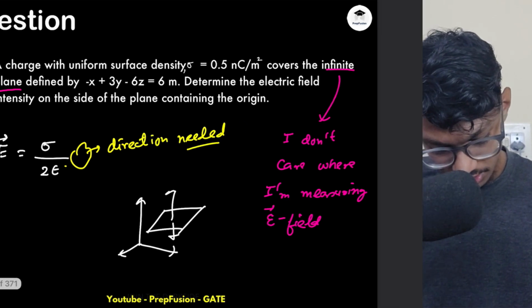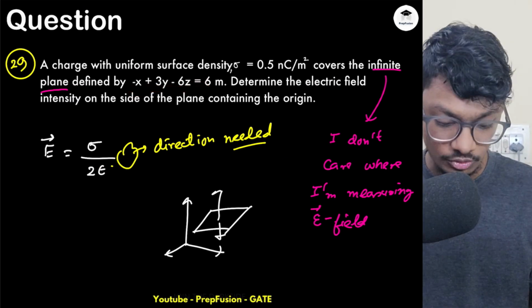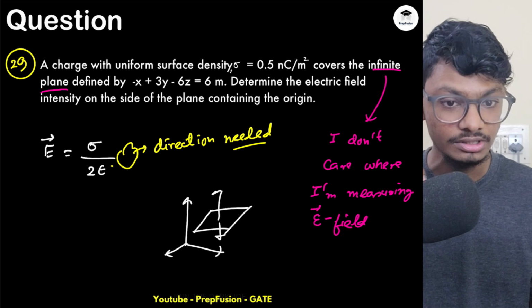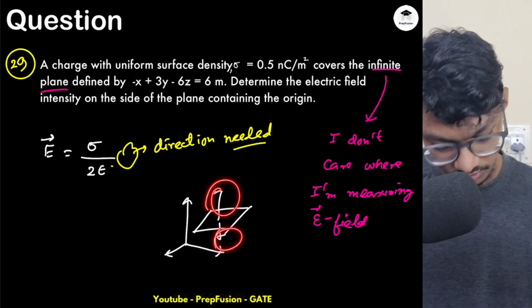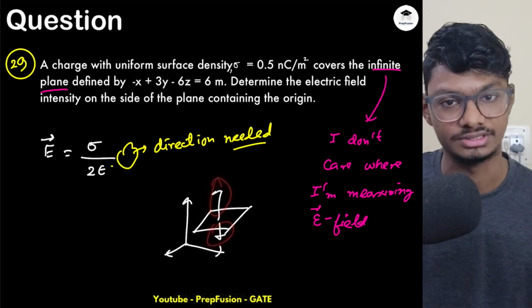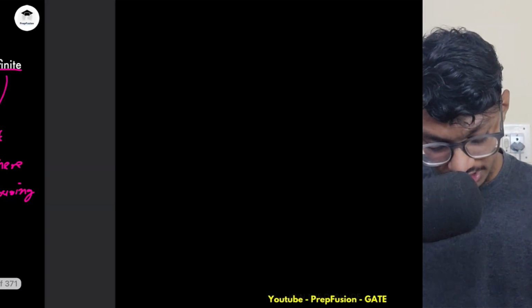How will I know the direction? So I will first find out the gradient of this, that will give me the normal to this plane, and that will be the direction of the electric field, either positive or negative. I don't know, because it can be here or here. Gradient will be in this direction or in this direction, anti-parallel. So I have to identify that. So first of all, I will compute the gradient of this.